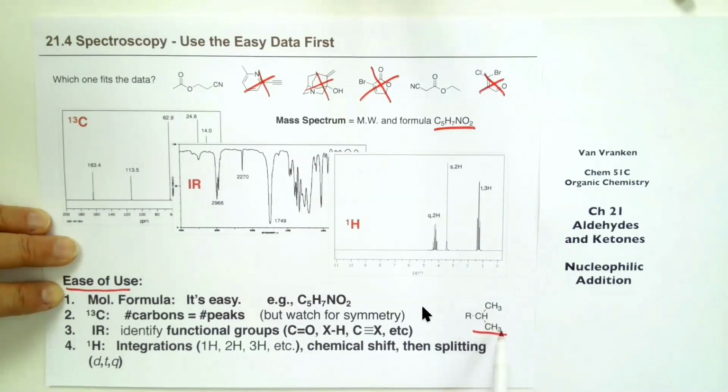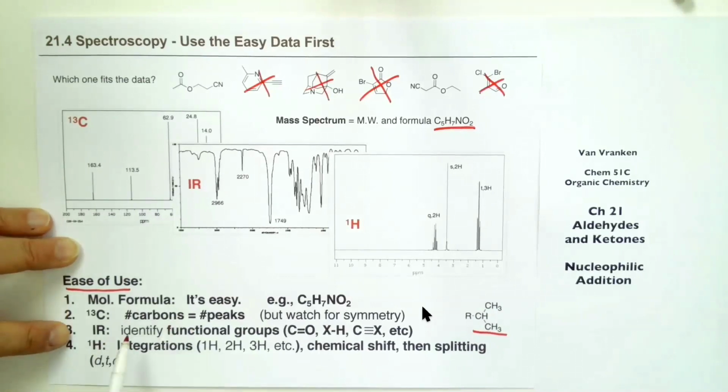So for example, if you have an isopropyl group on an achiral molecule, those two methyl groups are indistinguishable. You won't see 3 peaks for this isopropyl group. You would only see 2 because the CH3 groups are indistinguishable. So watch for symmetry. But it's so easy to just count the carbons. And I'll show you in a little bit how to use those chemical shift ranges.